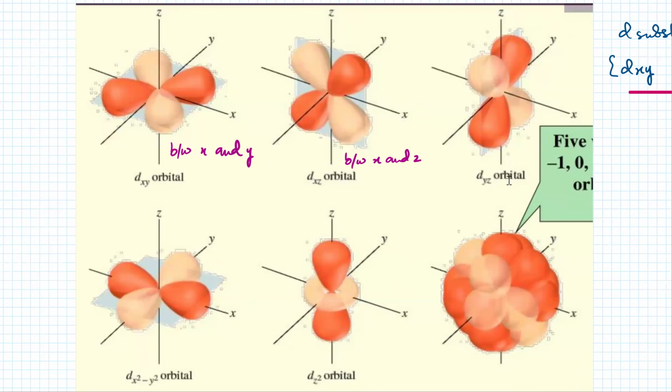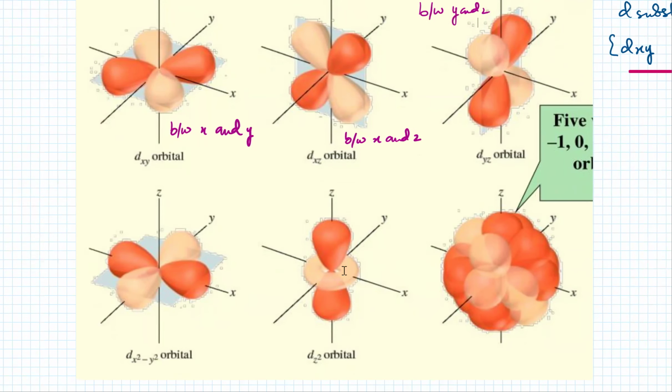Then you have the dyz. So that lies between the y and z. The shape is exactly the same. The orientation is different. The electron density is now between the y and the z-axis. Okay, so it's in the yz plane. Is that clear?